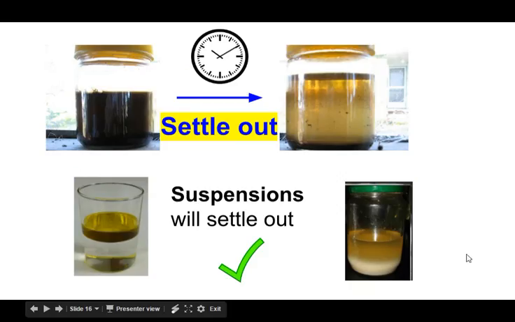Here's a better picture. Here's a suspension. We wait some time, and then it settles out. The black goes to the bottom. Suspensions will settle out. Here's some oil and water. That's a suspension. Here's another suspension. You can see at the bottom it's a different color. That's because suspensions settle out.